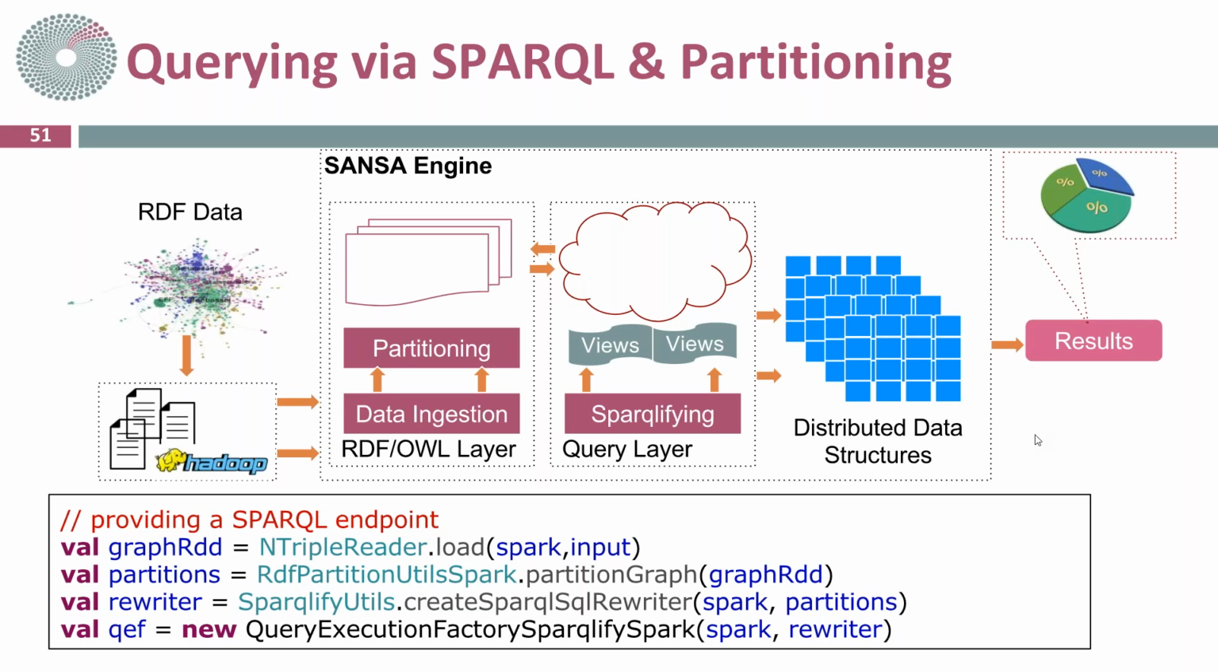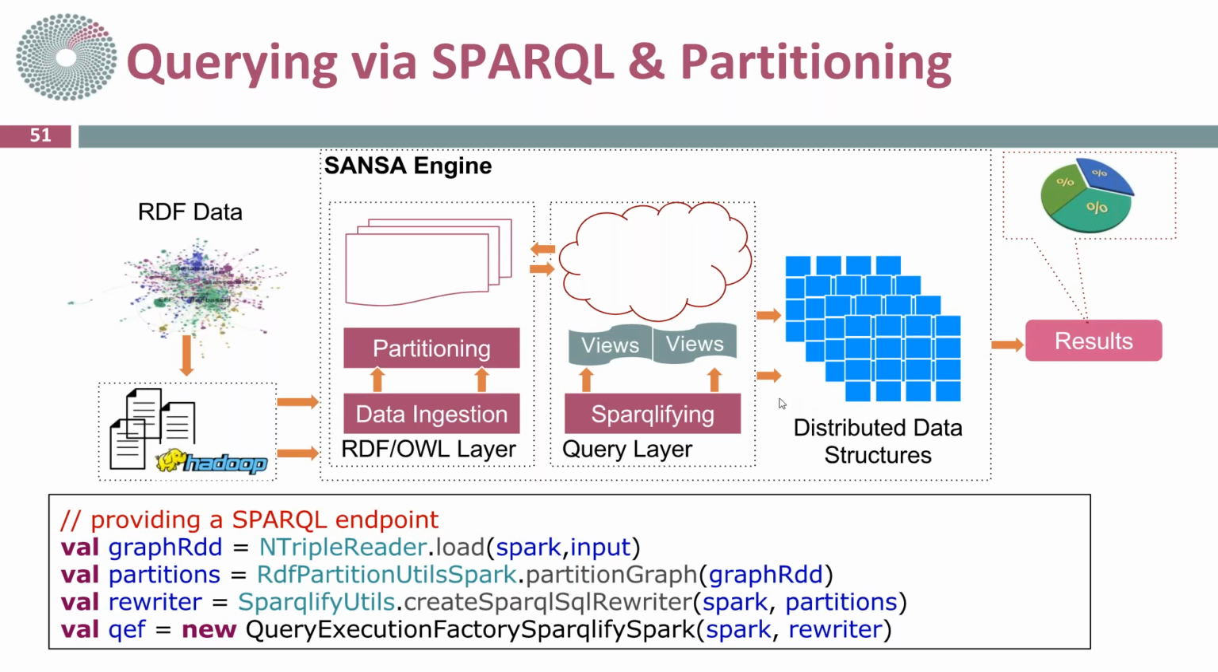So you start on the left with your knowledge graph, which is stored, in our case, in the Resource Description Framework format. You read this into HDFS, and then you perform a partitioning. So you divide the data in a way that is suitable for performing queries. So in SANSA, you can just select the default partitioning strategy, but you're also free to use other partitioning schemes. And once the data is partitioned, the query layer can then access it.